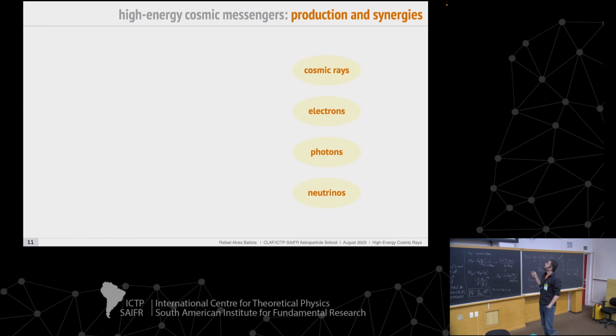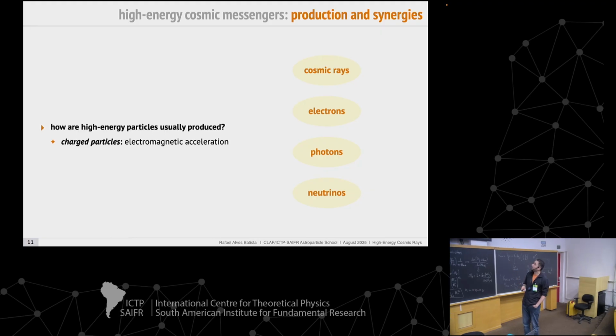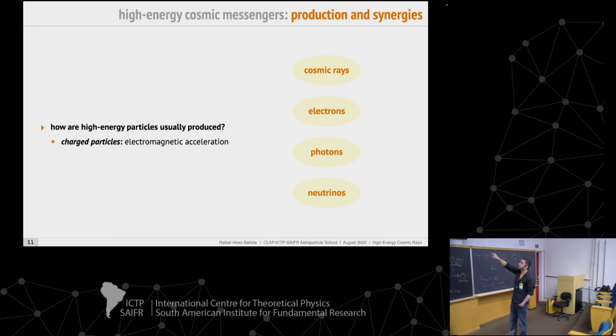And what we are talking about is this electromagnetic acceleration paradigm. We are usually talking about cosmic rays and electrons, right? So how are high-energy particles usually produced? I just told you. This is certainly a way that works. The other mechanisms that I mentioned before might work, but let's just talk about this, which is the main one. Charged particles are accelerated via some type of electromagnetic process taking place in astrophysical objects. But this is true for charged particles, cosmic rays and electrons.